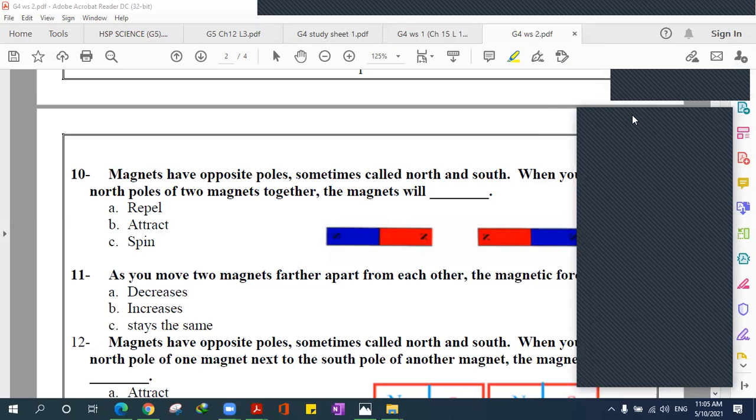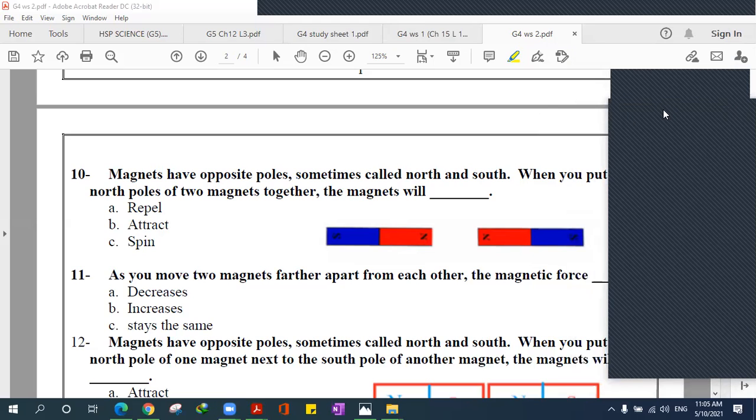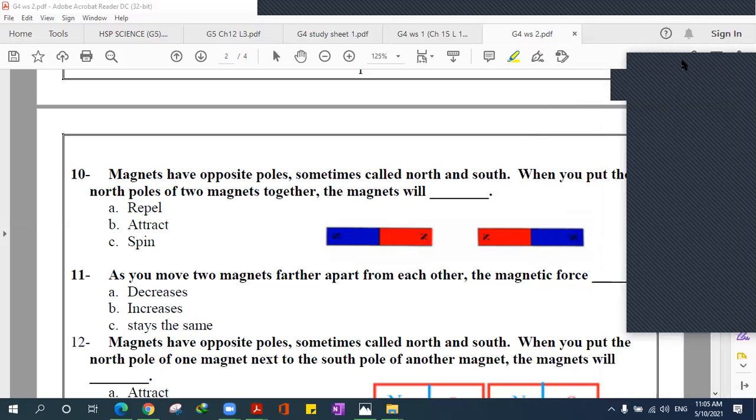Magnets have opposite poles, sometimes called north and south. When you put the north poles of two magnets together, the magnets will repel, attract, or spin? Like if you have north and north next to each other, do you think they will attract, repel, or spin around each other? Attract. Attract. Are you sure?